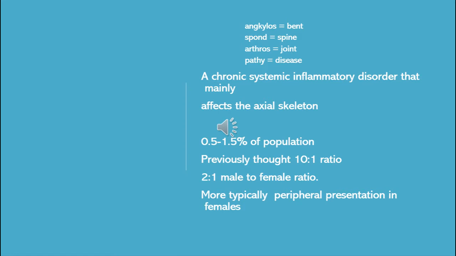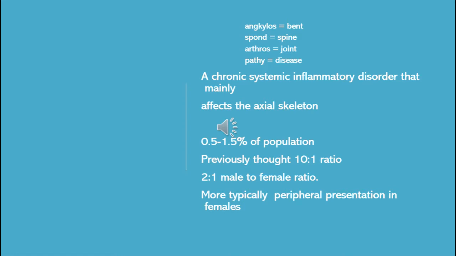First of all, we need to define what the words mean. Ankylos is Greek for bent or angled, spond means spine, arthros means joint, and pathy means the study of disease. So it's a chronic systemic inflammatory disorder that mainly affects the spine, but not only. Relatively common, it affects 0.5 to 1.5% of the population.